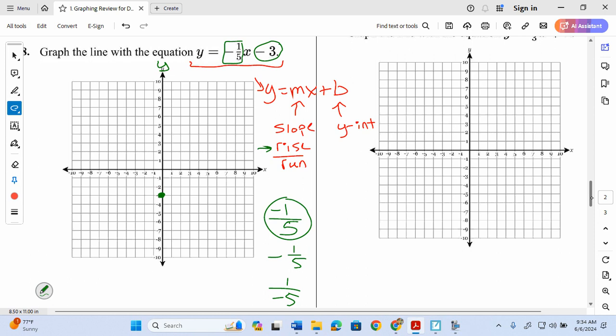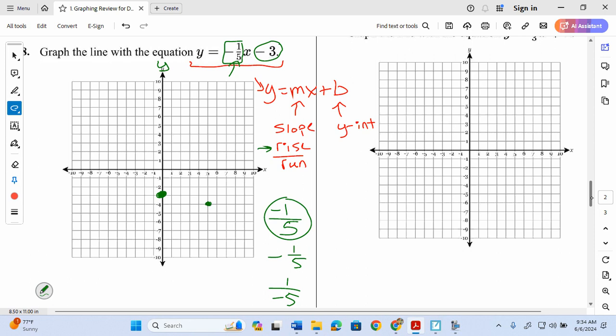We can run to the left or the right. So we can rise either way. We can rise up or we can rise down. That's a positive way of saying I'm falling, I'm rising down. All right, so once again, the slope is just giving us directions for how to get to the next point. We already know one point on this line is our y-intercept at -3. To find the next point, we're going to go down 1, and then we go over 5. 1, 2, 3, 4, 5.